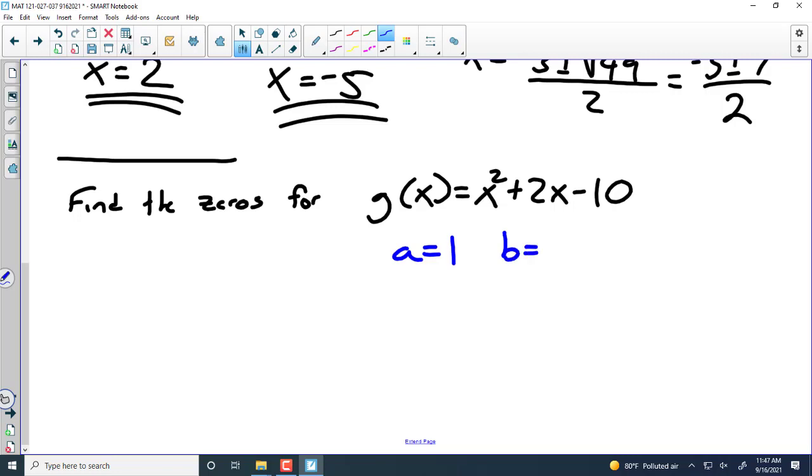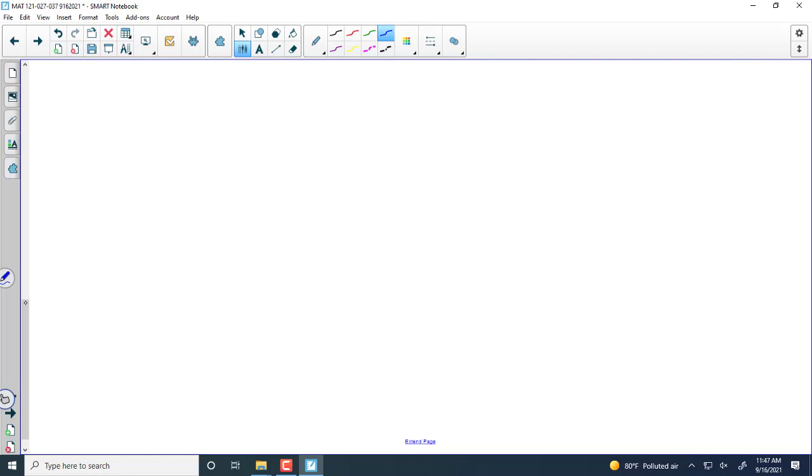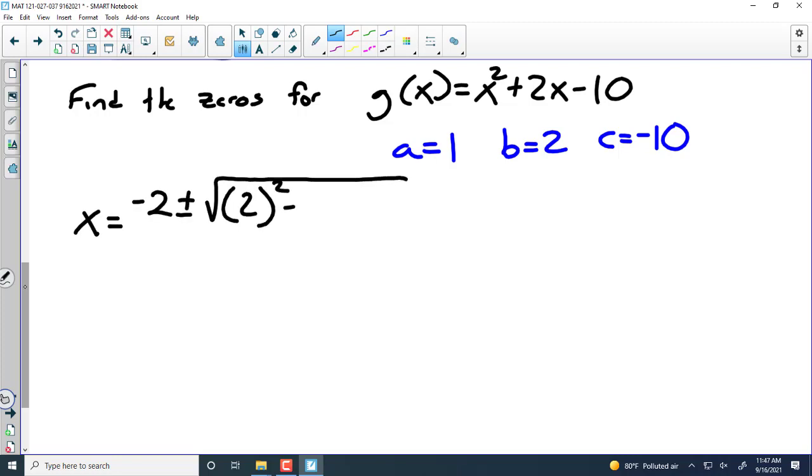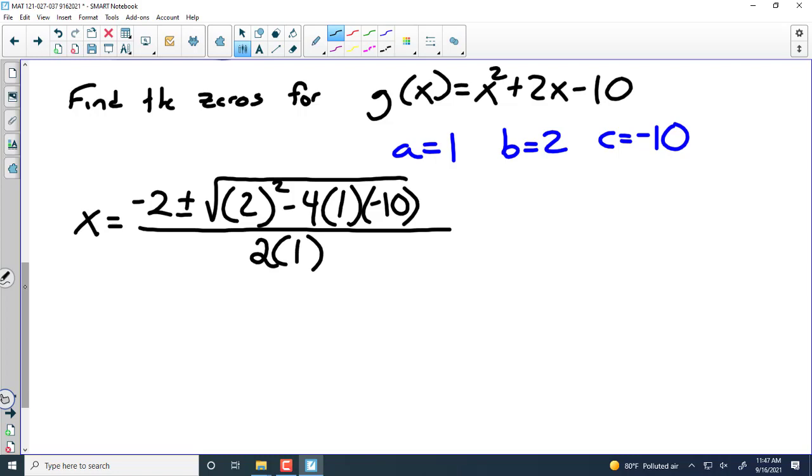A equals 1, B equals 2. What am I talking about? You're all mathematical geniuses. You're taking algebra in college. It's awesome. X equals negative 2 plus or minus 2 squared minus 4 times 1 times negative 10, all over 2 times 1. So that's how you set up the quadratic formula. You plug in your A's, you plug in your B, you plug in your C's, and you get this setup.